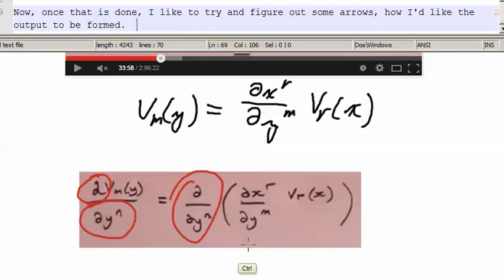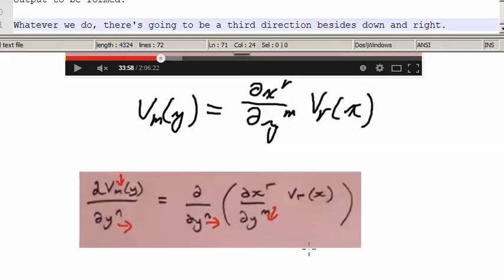Now, once that is done, I'd like to try and figure out some arrows, how I'd like the output to be formed. So I'm going to try to get this to be an across vector, and maybe the m's can go down, and we'll see if we can get that to come out right. But we've got an across and down, and so we're going to have to do something else with the r. Whatever we do, there's going to be a third direction besides down and right.